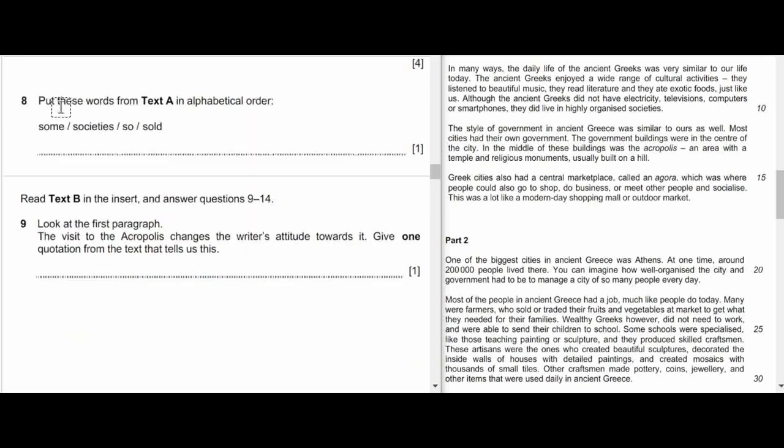Next number. Now in number 8, put these words from text A in alphabetical order. Some societies, so and so, just according to the alphabetical order. Next.